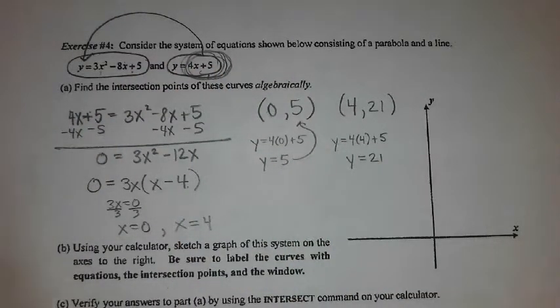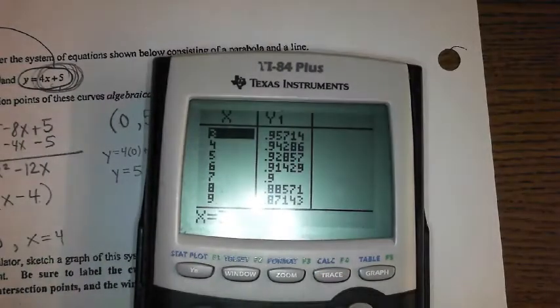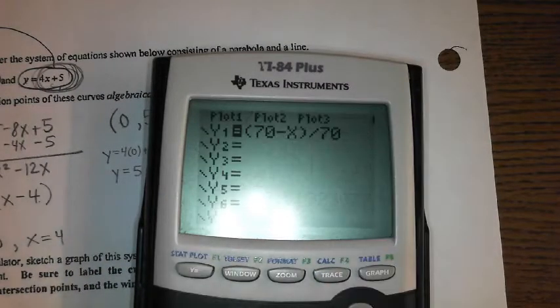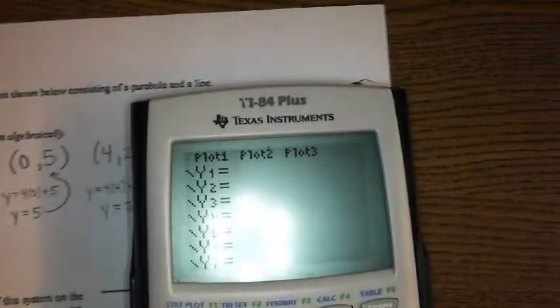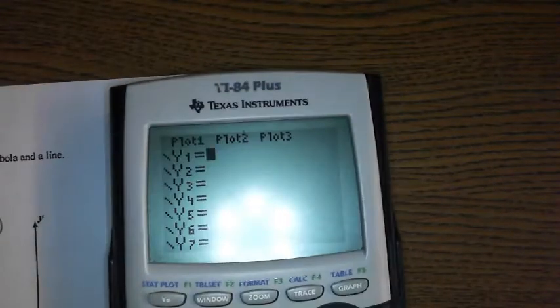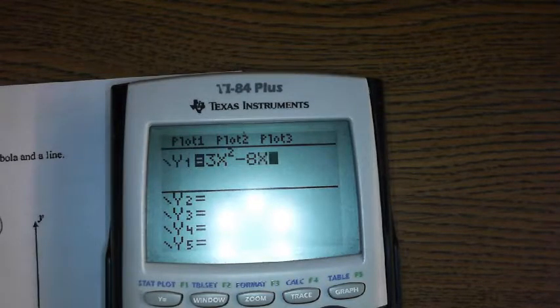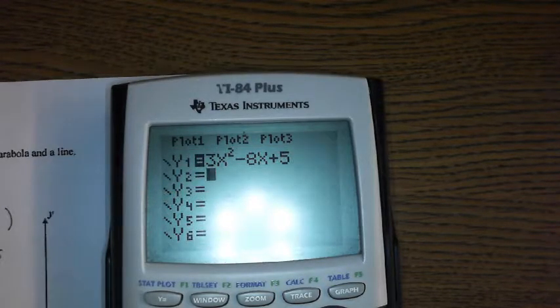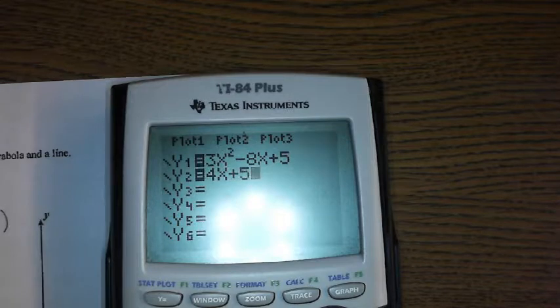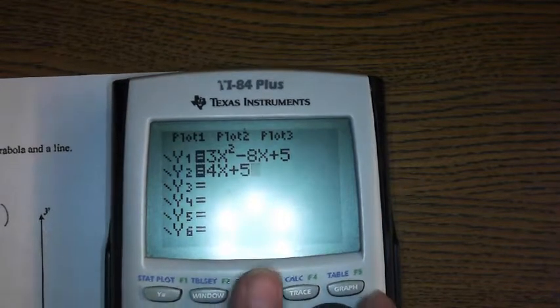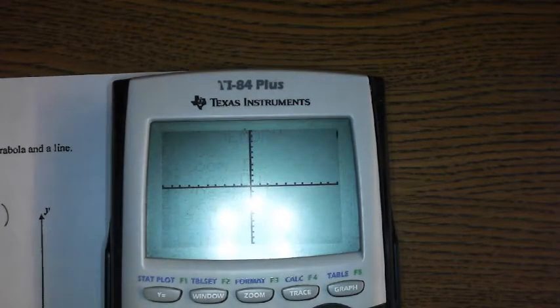Now on my calculator, part B says to sketch a graph of this system. So the first equation is y equals 3x squared minus 8x plus 5. The second equation is 4x plus 5. And just so we're all on the same page, I'm going to do zoom 6 to get it from negative 10 to 10. There's my quadratic. There's my line.